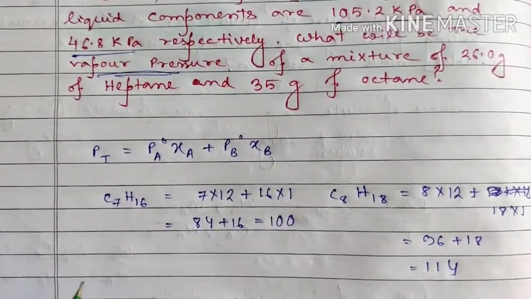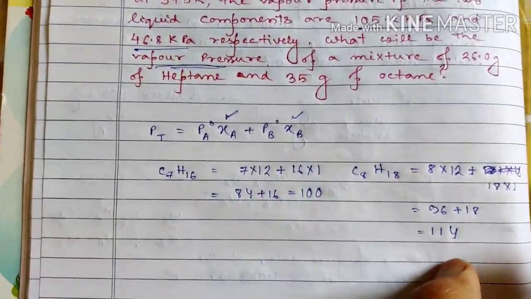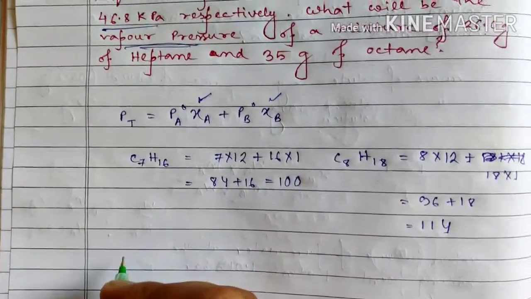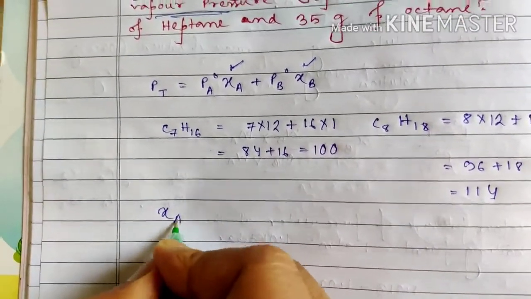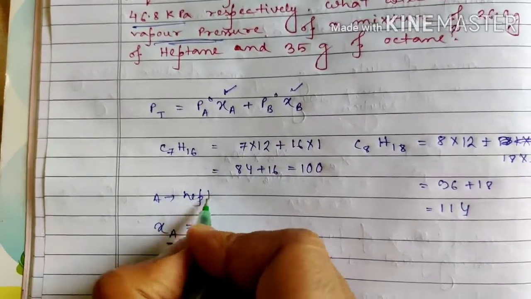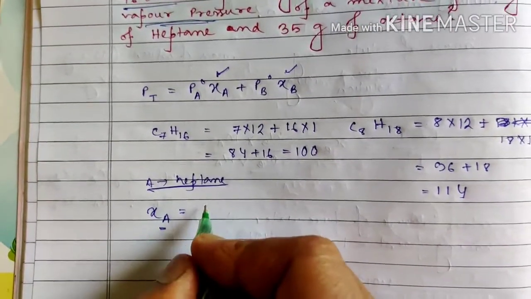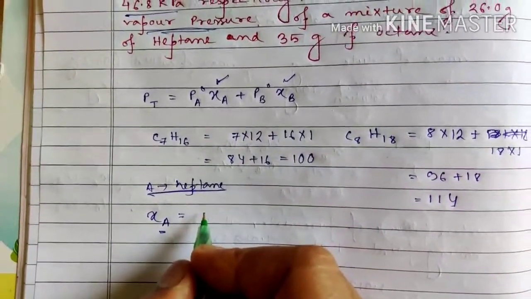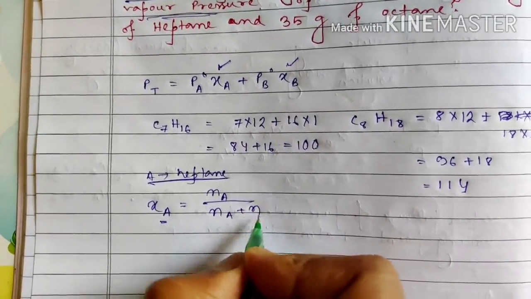Now after getting these two data, let us find out these two values, XA and XB, which is the mole fraction. Now in case of mole fraction, we have to find out the individual mole by total mole. So for XA, if we are considering A as heptane, in that case we have to find out the number of moles of heptane. That means it should be Na divided by Na plus Nb.